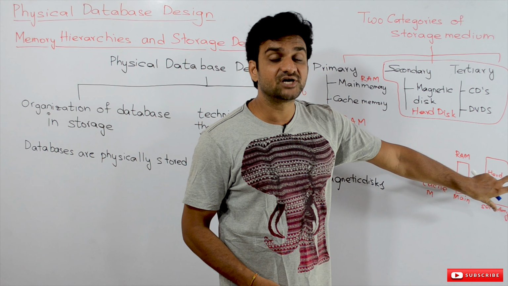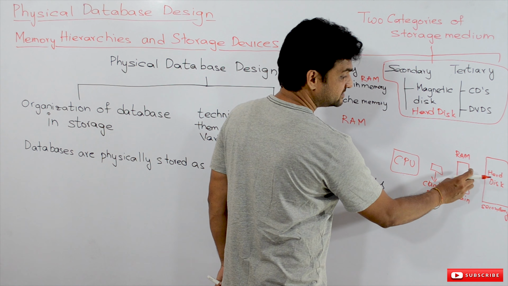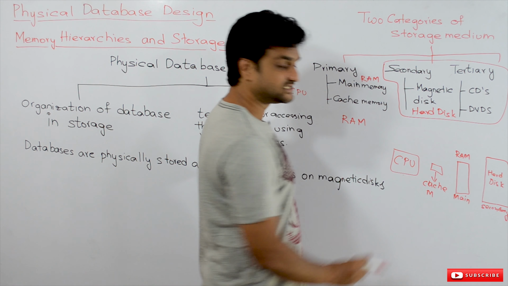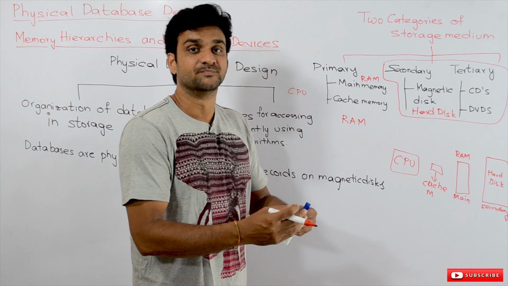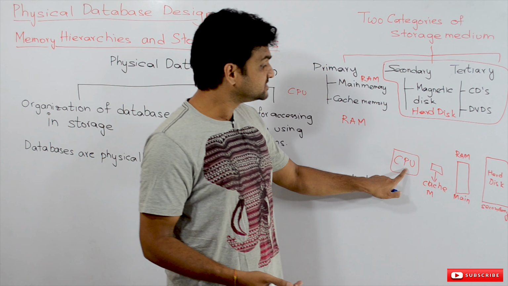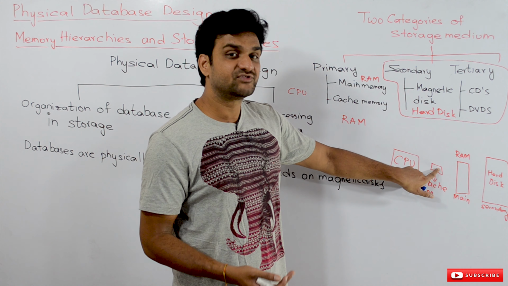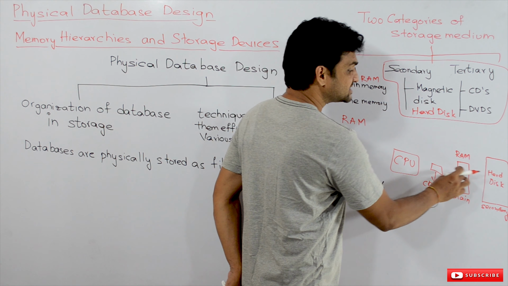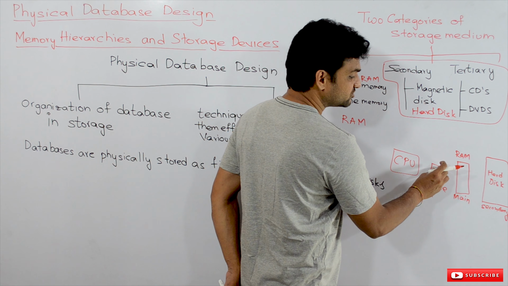From that we fetch the data, and the data gets stored in RAM, and some amount of data from RAM gets stored in cache. Whenever data needs to be processed, who is going to process it? It is processed by the CPU. The CPU fetches the data from cache memory. If the data is not available in the cache memory, it asks RAM to get the data, and the RAM provides the data to the cache memory.